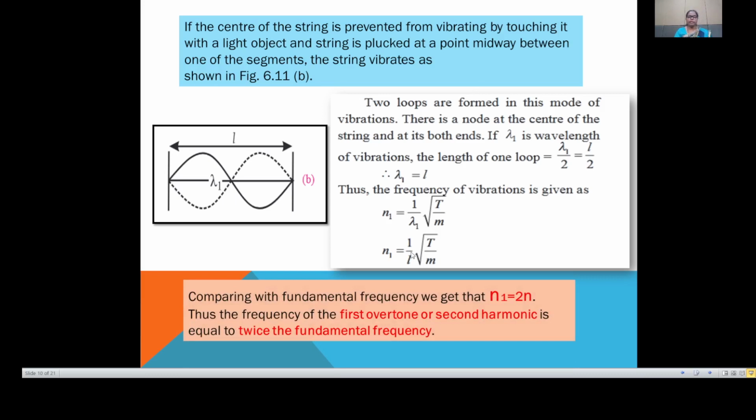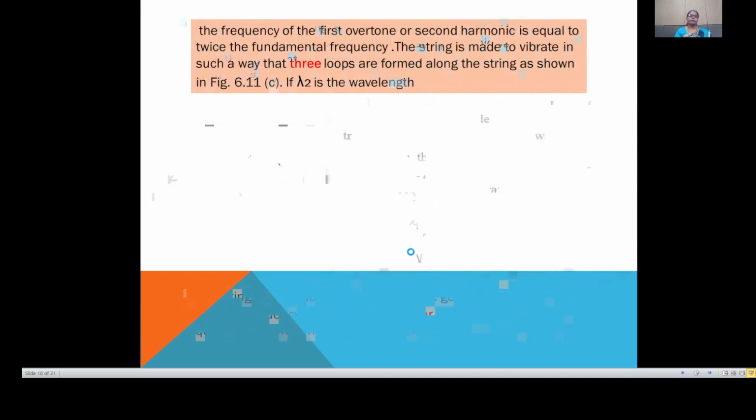Comparison with the fundamental frequency, we get N1 is equal to 2N. Thus, the frequency of the first overtone or second harmonic is equal to twice the fundamental frequency.